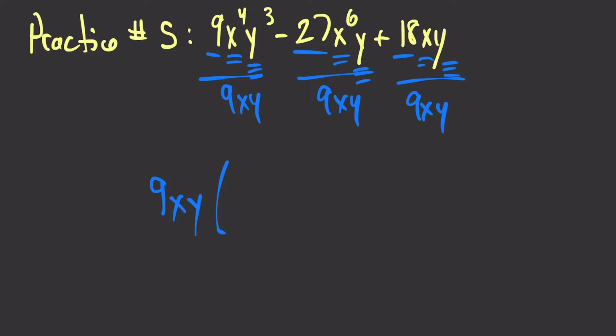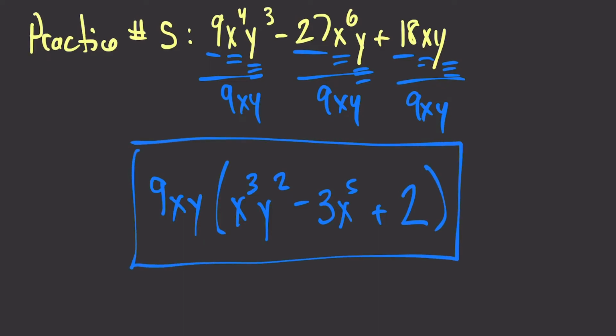And it's just a matter of working this out individually. 9 divided by 9 is 1. X to the 4th divided by x is x cubed. Y cubed divided by y is y squared. Minus 27 divided by 9 is 3. X to the 6th divided by x is x to the 5th. Y divided by y is 1. They cancel. And then here I've got 18 divided by 9, which is 2. X's cancel, y's cancel. So here's my final answer.